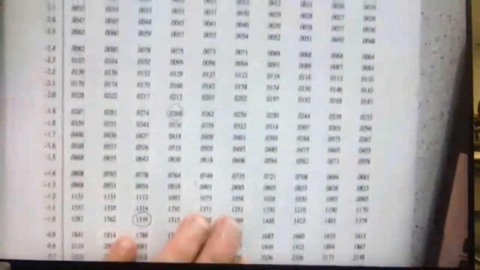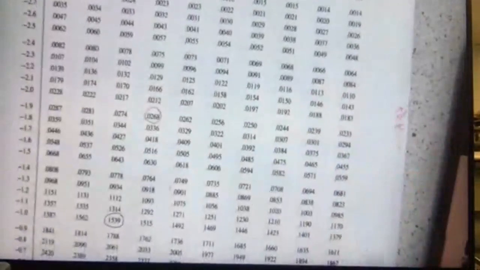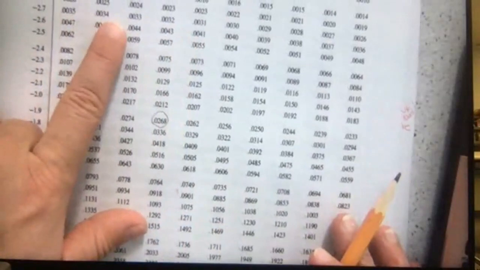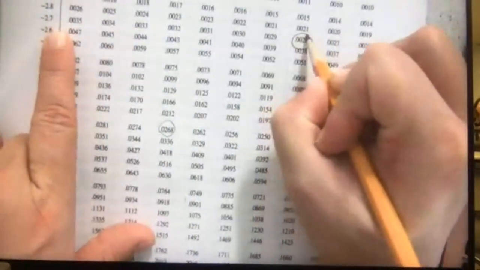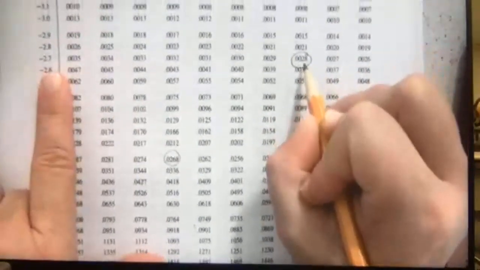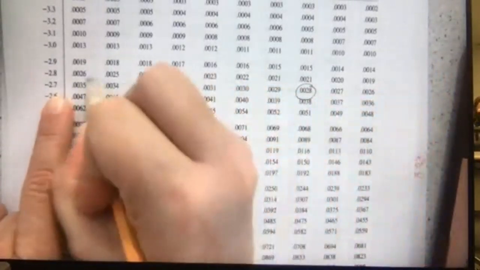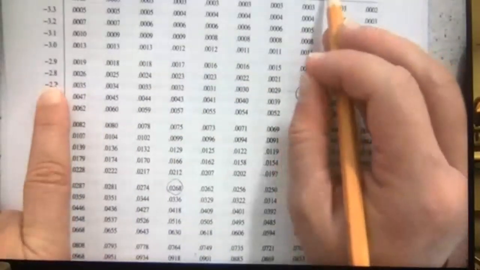So on the table, in the middle, we know that it's going to be negative, so we know it's going to be on this side of our paper, on the negative side. In the middle, we're going to find 0.0028. It's like a scavenger hunt. 0.0028. Boom, right here. So in the middle, I found 0.0028. This gives me a z-value of negative 2.77. Negative 2.77.